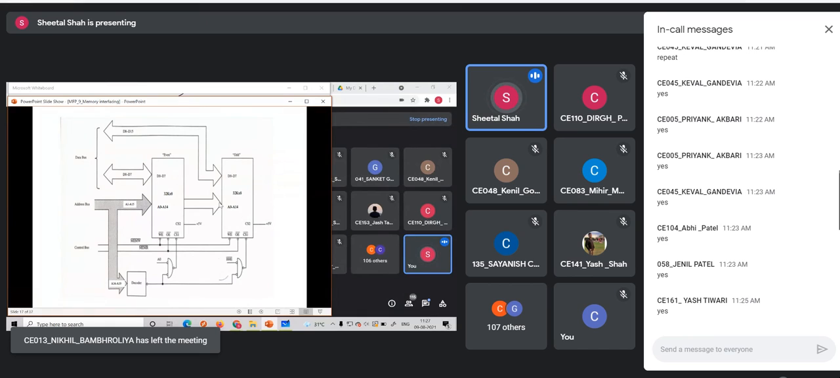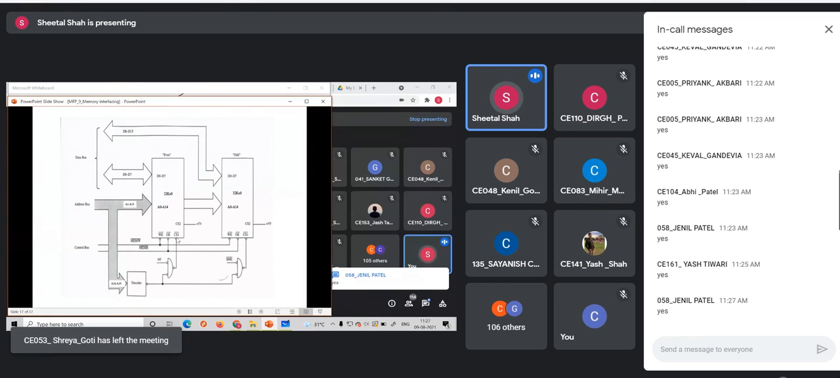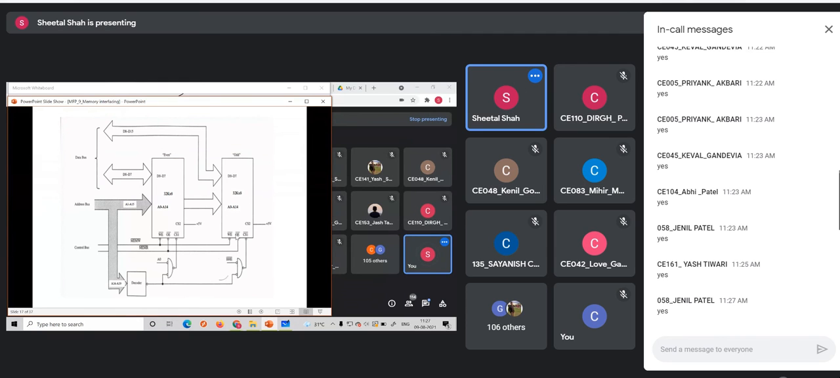Is this clear, everyone? So 15 address lines are connected to both these ICs. The address lines would be common. Then you can see that memory read bar and memory write bar are connected here, which we get through the decoder, which we have just discussed.